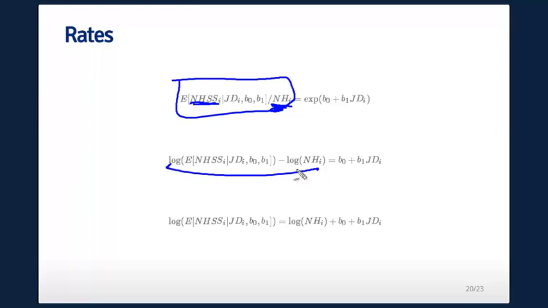I can log both sides, right? And I want it to be a log linear model. And then I can move this log number of web hits to the other side. So what's the result?